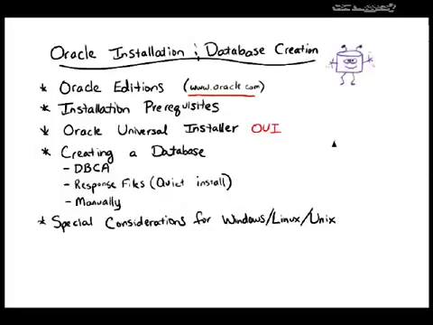Now, when you're running this, you do have an option to create a database at the same time. So optionally, you can launch the DBCA, or Database Creation Assistant. Now, that can be run as a wizard, a graphical wizard, or it can be run at the command line with what we call a response file. So this is what is known as a quiet install.